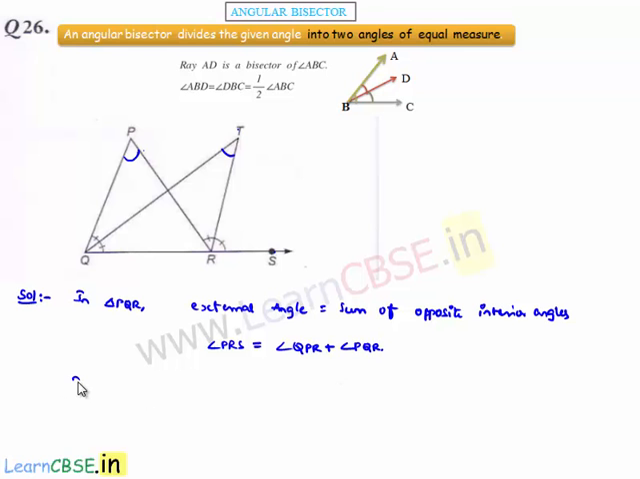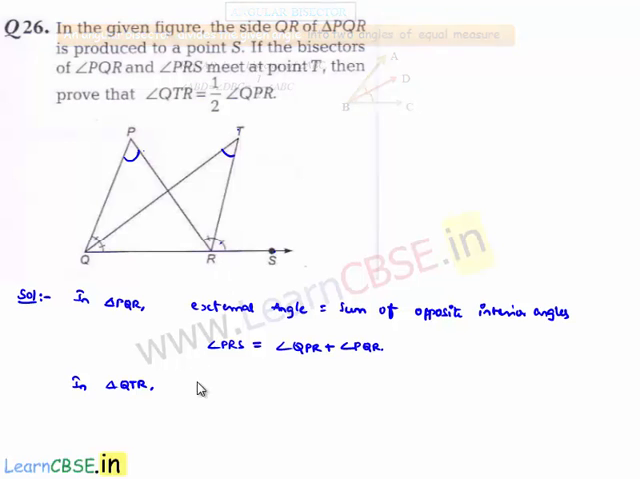Now let us also consider triangle QTR. In this also the exterior angle will be equal to the sum of the two opposite interior angles, that is angle TRS is equal to angle TQR plus angle QTR.